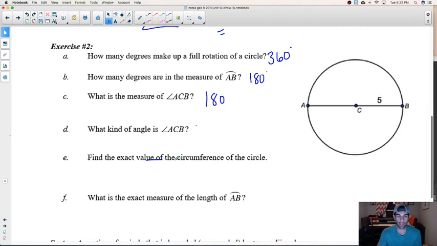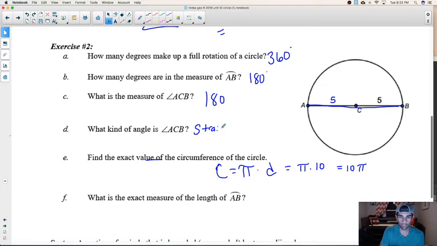Find the exact value of the circumference of this. So circumference is pi times the diameter, right? So the diameter, since they're telling me the radius, that's going to be here. So that's going to be 5 and 5 is 10. So pi times 10, I can call it 10 pi. And if you were doing 2 pi r, it's the same thing, right? Oh, I didn't write it straight. Straight angle.